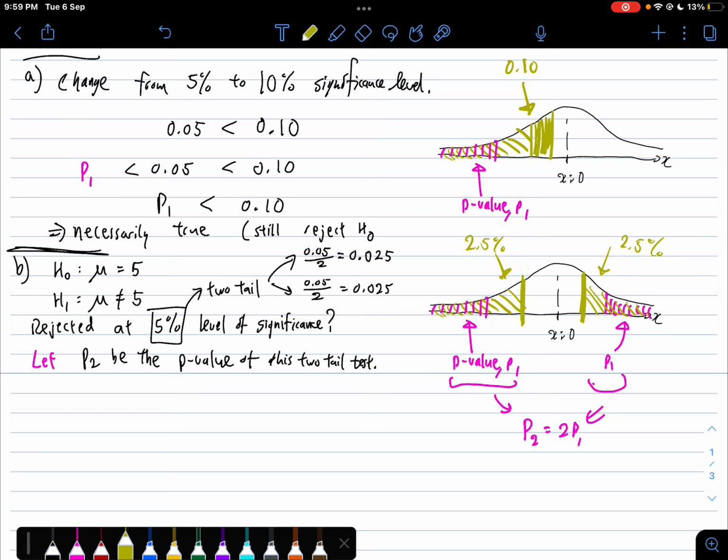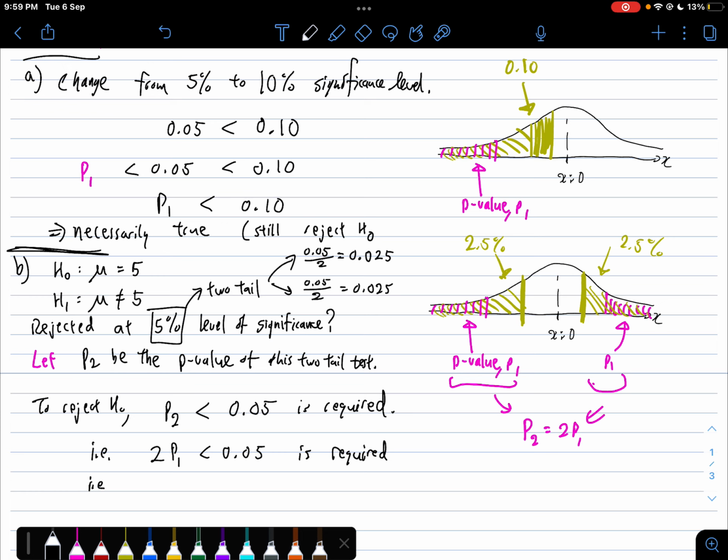Maybe I should start with the P2 first. In order for us to reject H naught, P2 must be less than the 5% is required. I never say it is confirmed less than 0.05. I just say this is the requirement. But what do we know about P2? P2 is actually 2P1. So we can substitute in, i.e. this guy is required, and i.e. P1 must be less than 0.025.